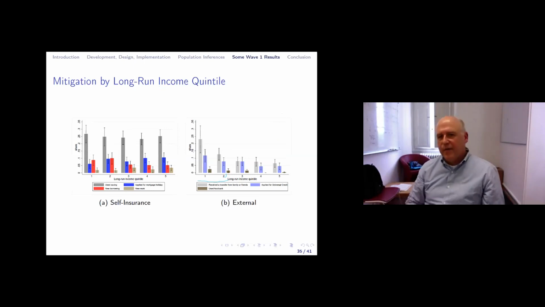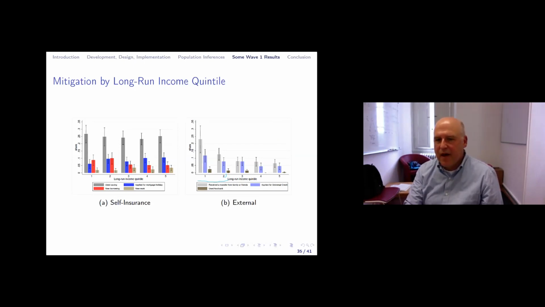We collected information on how people were adjusting to a loss of labor market earnings. And so this graph shows different types of adjustment. On the left-hand panel, we have what we think of as private self-insurance, using your savings, borrowing, asking for a mortgage holiday, or looking for new work. The right-hand panel, we have external sources of insurance, including transfers from families and friends, use of the benefit system, use of a food bank.